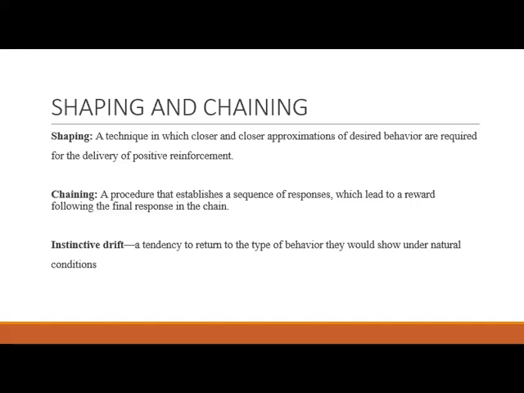This is a chain. Now, there is a term called instinctive drift, which is a tendency to return to the type of behavior that a person would show under natural conditions. An experiment was performed by Keller and Marion in 1961, where they trained animals to perform unusual tricks using standard shaping techniques. Like pigs, they used to deposit silver dollars into a piggy bank. Initially the pigs were able to do it, but gradually they noticed that the pigs threw coins on the ground instead of making a deposit in the bank. That is, they returned to the same type of behavior that they would show under natural conditions.